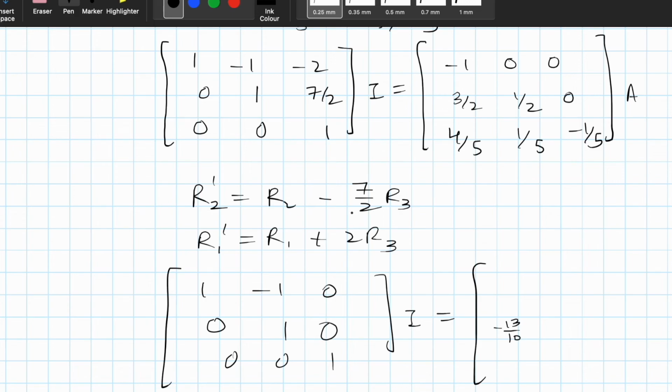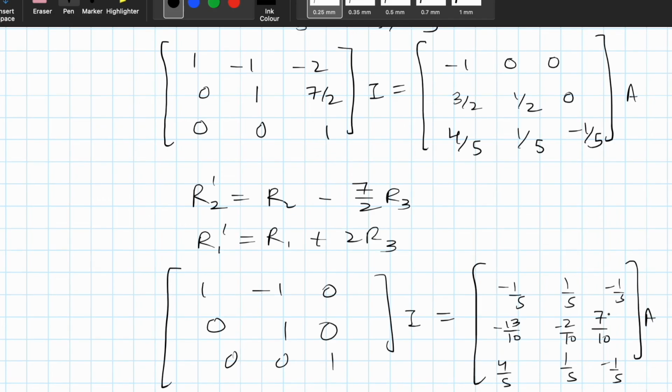And similarly, minus 7 by 2 times row 3. So this becomes 7 by 10 here. This third element becomes 7 minus 7 by 10. This becomes minus 2 by 10. This is 4 by 5, 1 by 5, minus 1 by 5. And we have done the same thing on this row as well. So this becomes minus 1 by 5, 1 by 5, minus 1 by 5.